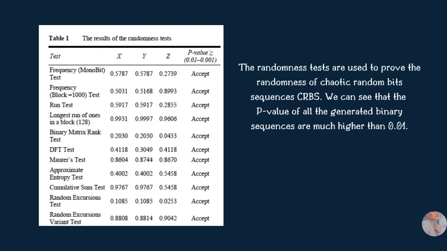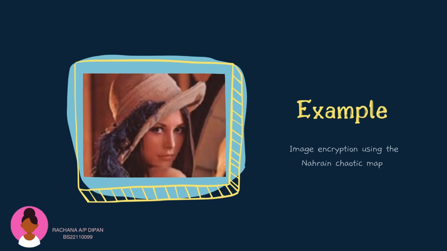The randomness tests are used to prove the randomness of chaotic random bit sequence RBS. We can see that the p-value of all the generated binary sequences are much higher than 0.01. Suppose we have a color image represented by three components, which are red, green, and blue.